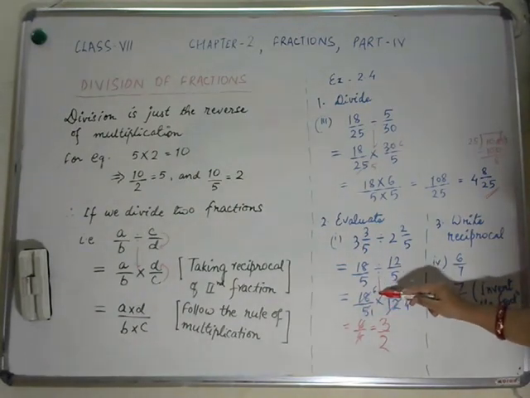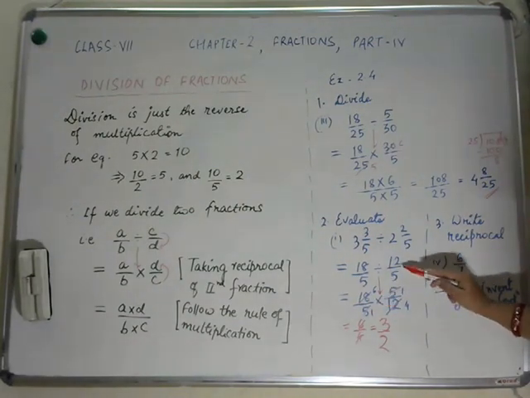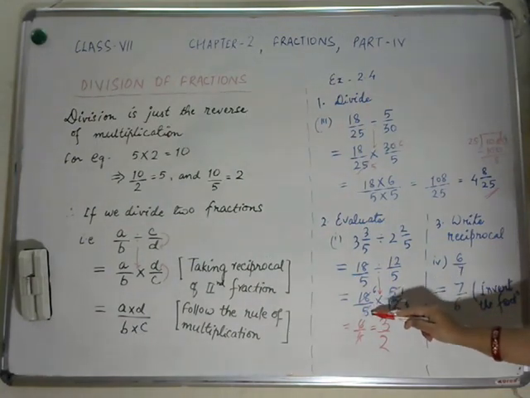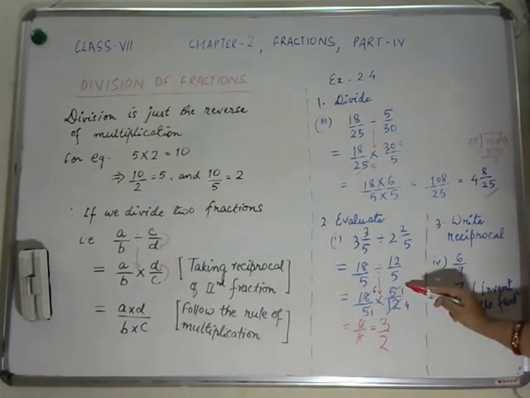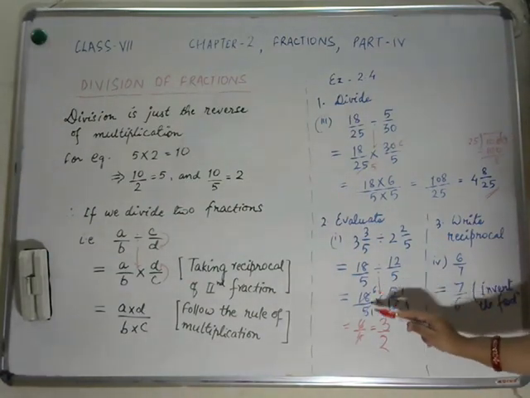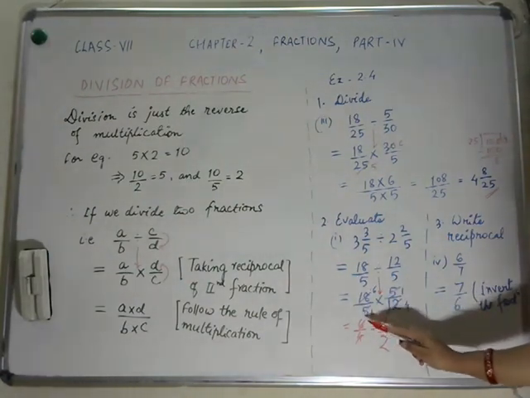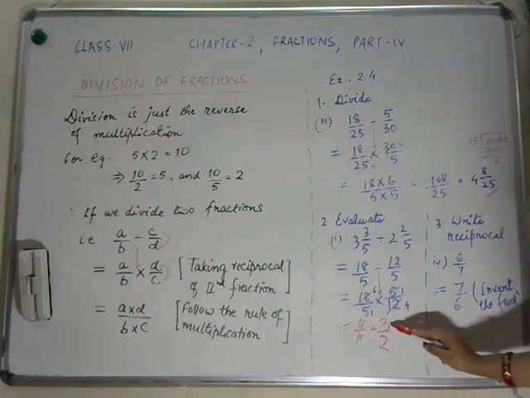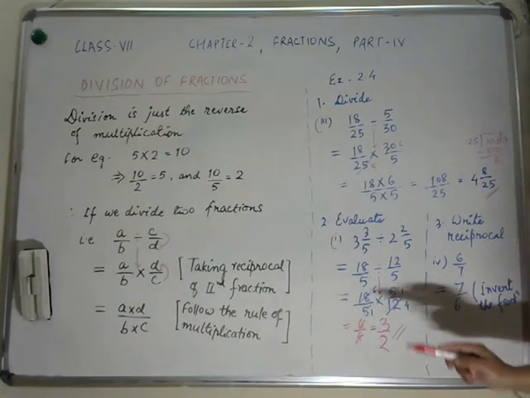Now next step, copy the first fraction as it is, 18 by 5. Change your division sign to multiplication sign. Then invert the next fraction. Earlier it was 12 by 5, now I write it 5 by 12. On cancelling, 5 1s are 5, 5 1s are 5, and 3 4s are 12, 3 6s are 18. So 6 into 1 is 6, 1 into 4 is 4. 6 by 4 can be further reduced to 3 by 2. That is the answer.